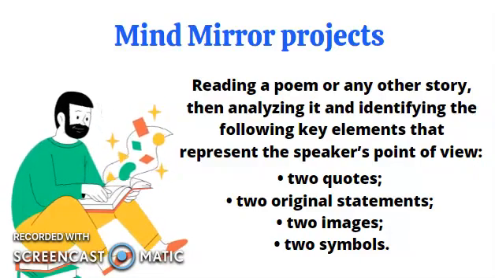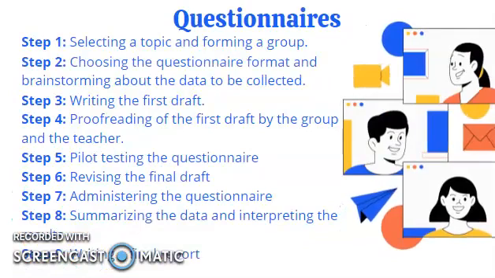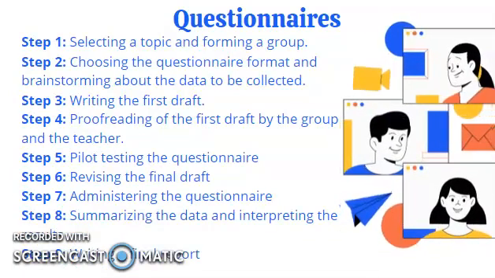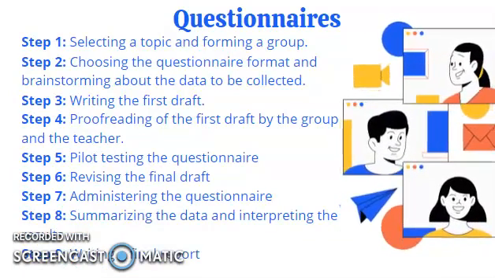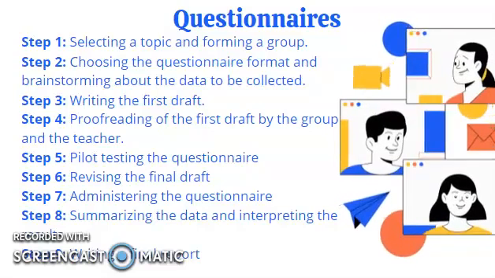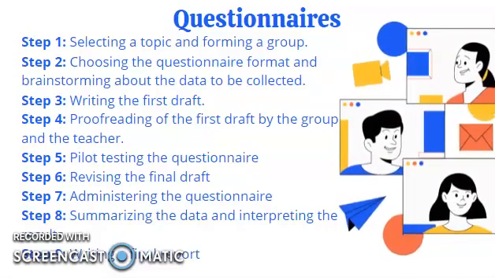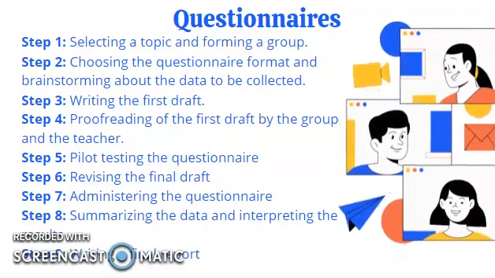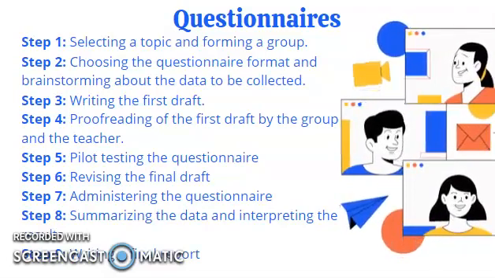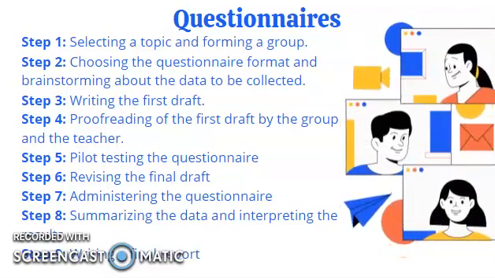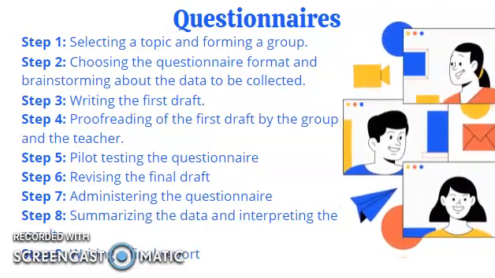This teaching tool is a commonly used activity in English language textbooks. Generally, it consists of 9 steps. Step number 1, selecting a topic and forming a group. Firstly, the teacher gives the class a choice of 3 topics from which to implement a questionnaire. Several groups choose one topic, others another.